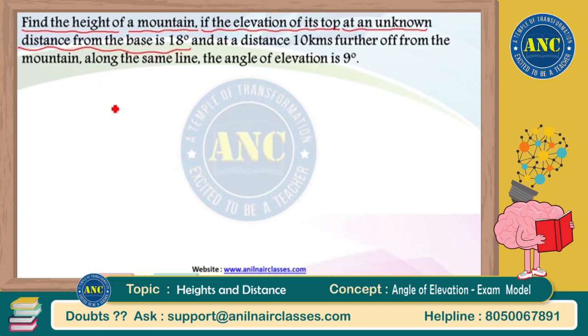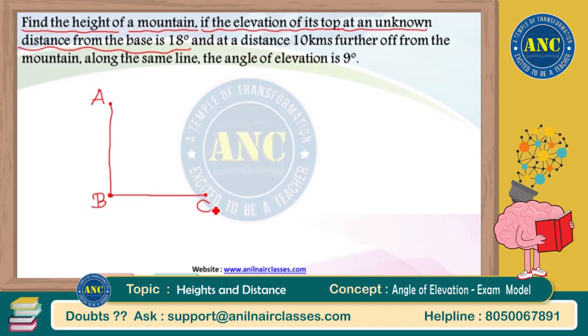That means there is a mountain. Let me call this mountain AB. A is the peak of the mountain, B is the base of the mountain. AB is the mountain, what I am talking about right now. The elevation of its top is observed from some unknown distance from the base B. I don't know the distance between B and C.